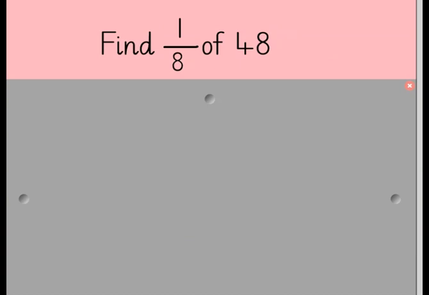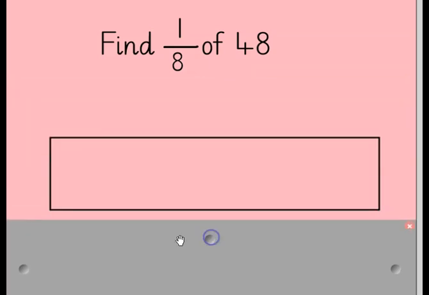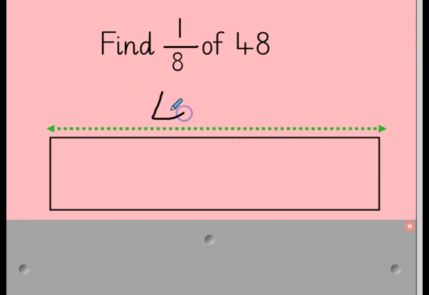Okay, so this time we're going to find 1/8 of 48. I've drawn my bar ready. So there's my whole bar, and we know that my whole bar must be worth, that's right, it must be worth 48. So how many divisions do you think I need? Let's see, what do you think? Did you say 8? You're right, because our numerator is 1 and our denominator is 8. And it's the denominator that tells us how many divisions we need.